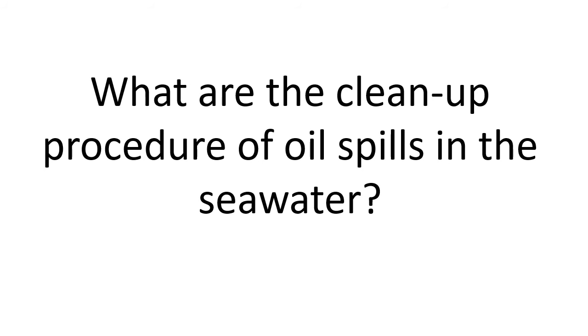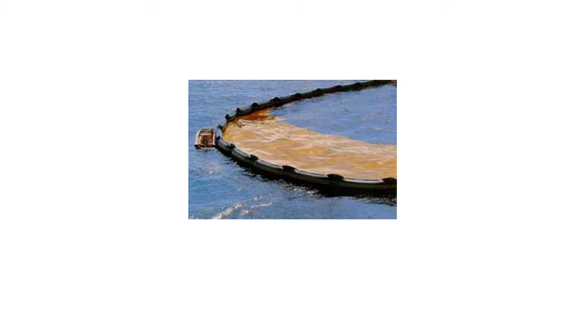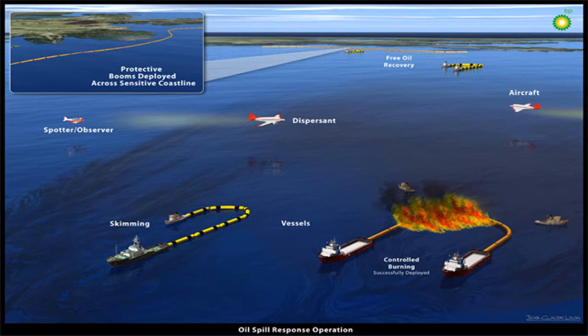Now that we have addressed the elephant in the room, the next question is, what are the cleanup procedures of oil spills in the seawater? The most common procedure is to use an oil boom to capture the oil and prevent it from spreading even further in the water. This is because oil is less dense than water and tends to float above the seawater. By using an oil boom, which is designed specifically to capture oil, spill cleanup can be done with ease.